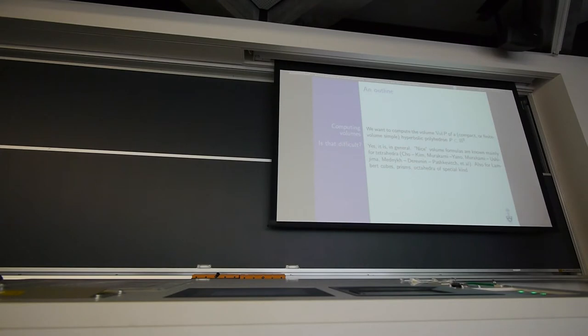If not compact, still simple, which means that every vertex has valence three, three edges meeting at every vertex. And in general, this problem is complicated. Nice formulae are known mainly for tetrahedra, and also formulas for Lambert cubes, prisms, and octahedra of special kinds, and some other polytopes with special symmetries and particular cases. But in general, if you're handed a big, combinatorially complicated hyperbolic polytope, then computing its volume becomes hard, even numerically.